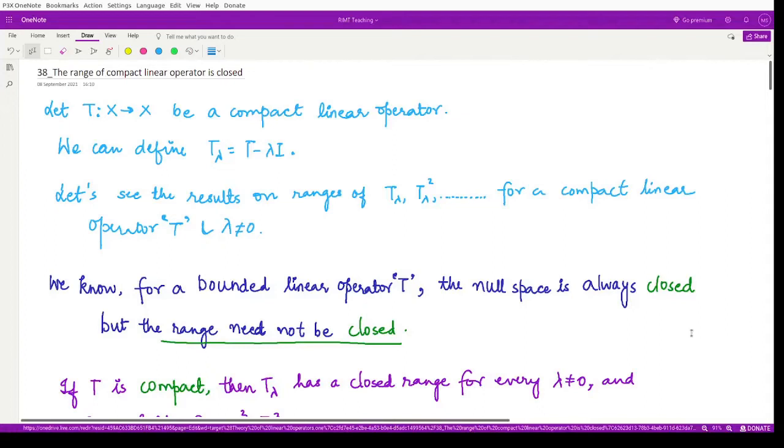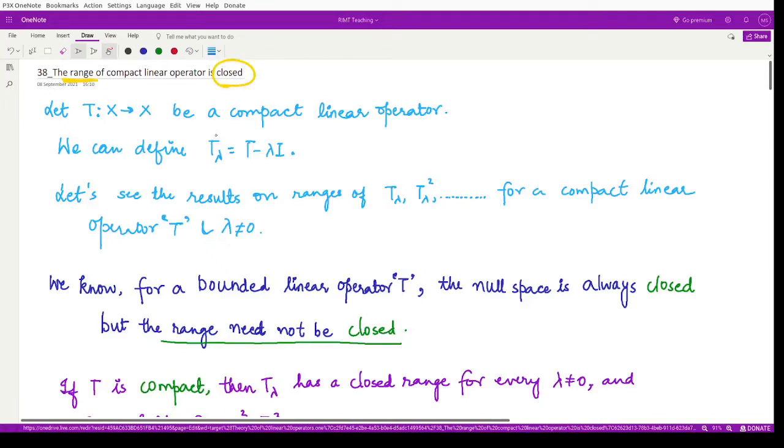In this video, we shall be looking at another property of compact linear operators. Basically, we are going to talk about the range of a compact linear operator. Here we are saying that the range of a compact linear operator is closed, right?